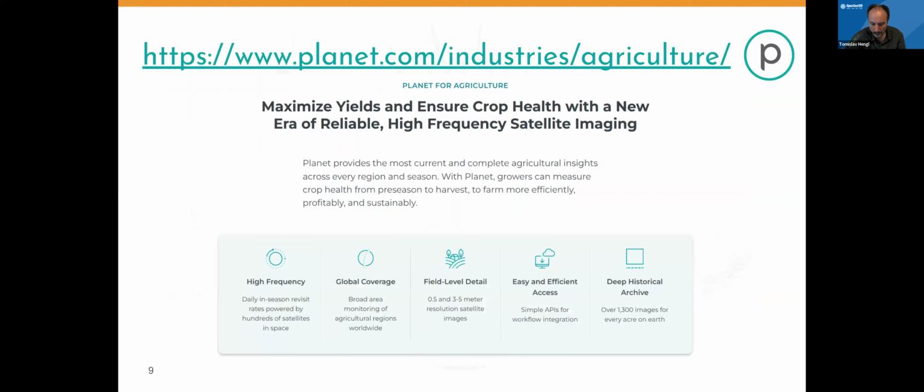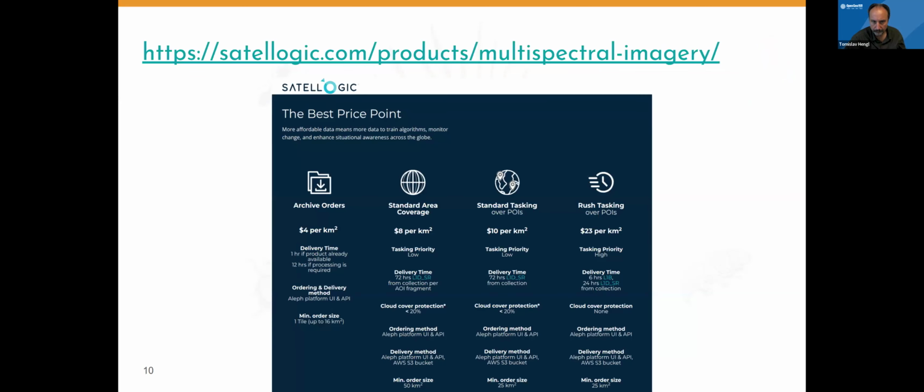There's also an increasing number of commercial contributors producing up to half-meter resolution data. But these are commercial, so that's something a farmer will have to purchase. One of them is Planet. I think it's a world-leading producer of agricultural Earth observation data. And they are aiming at a daily revisit, so you could get images of your field almost every day.